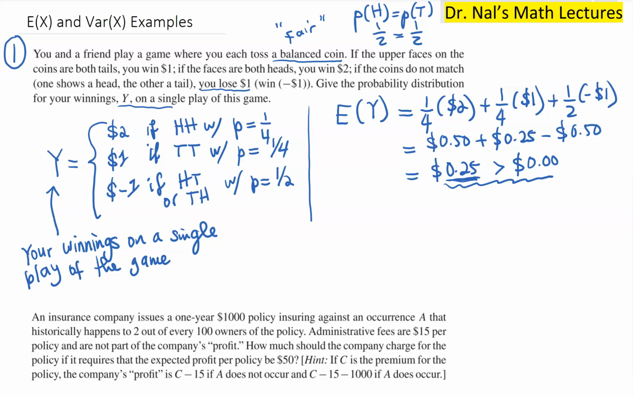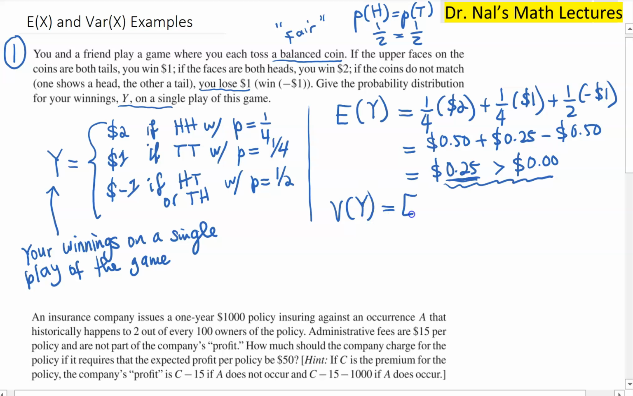And obviously you guys can also easily calculate the variance as well. Why not? Let me quickly calculate that as well. So the variance is just, okay, let's do the other formula, E of Y squared minus E of Y, squared. So E of Y came out as 25 cents. So all we need is E of Y squared. E of Y squared is pretty much the same idea. 1/4, 2 squared is 4.